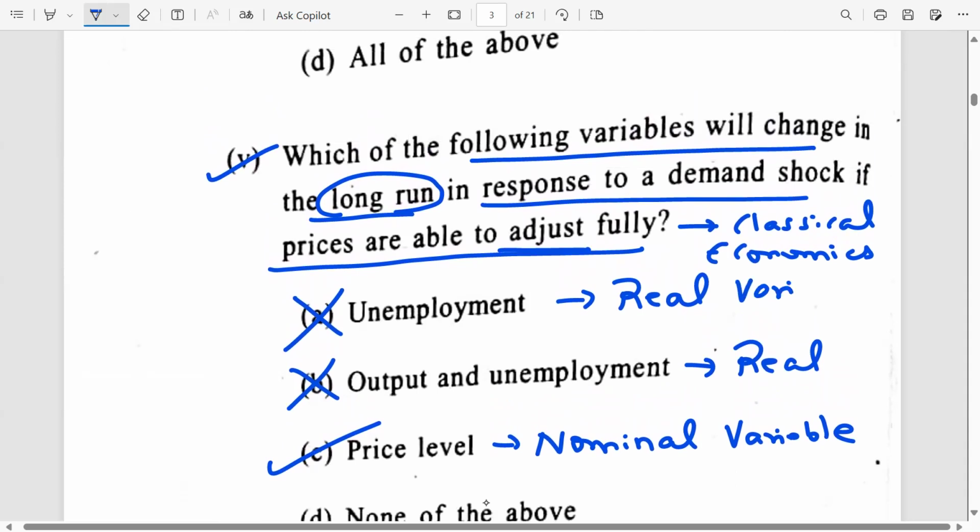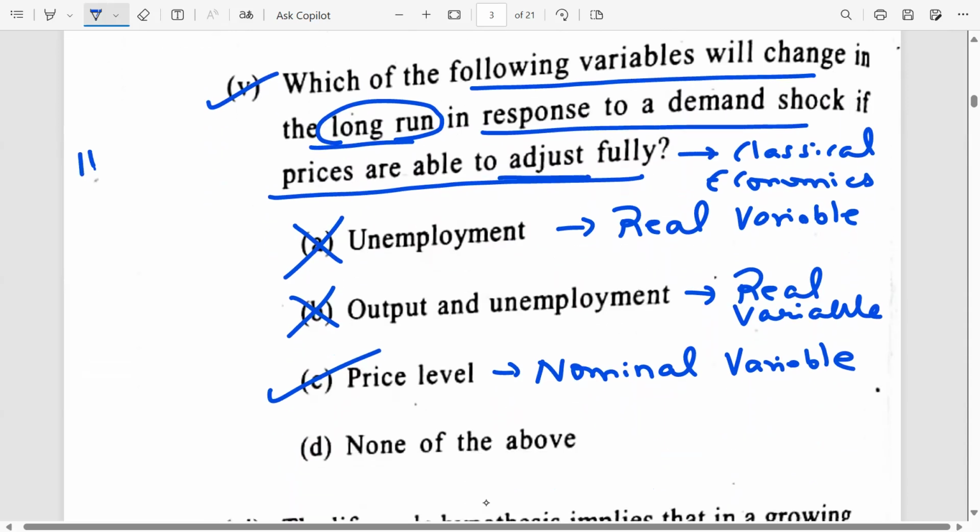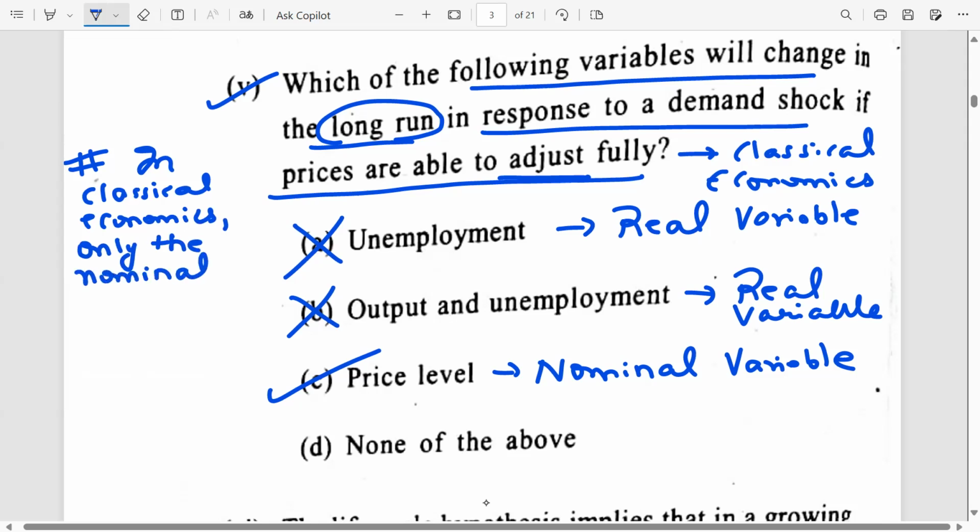So this is something which we have learned in our introductory macroeconomics course as well. Students who have taken the introductory macroeconomics course with me, in classical economics, only the nominal variables change in the long run. There is no need to use the whiteboard for this. I can just write: in classical economics, only the nominal variables change in response to a demand shock.